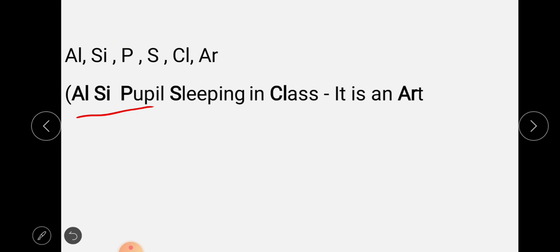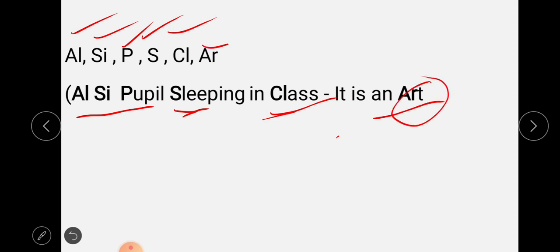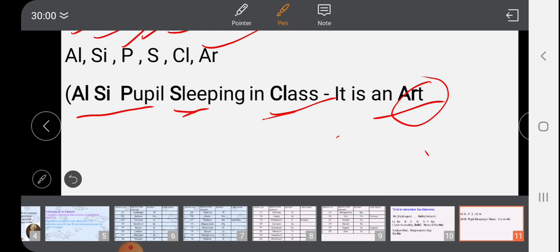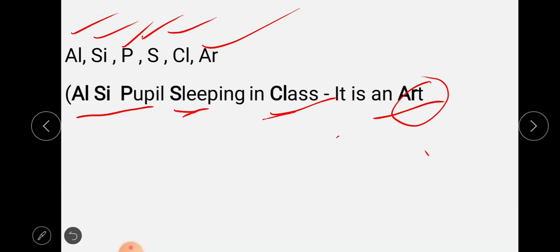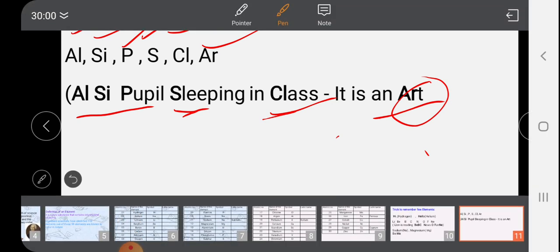She is also a pupil, that also means aluminum, silicon. Pupil means P, phosphorus. She is sleeping in class. Sleeping, S means sulfur. Class, Cl means chlorine. But she is telling that sleeping in class is an art. Art means the last element, 18th element, that is argon. So this is about the first 18 elements. A trick to remember. Remaining elements I will discuss later on.